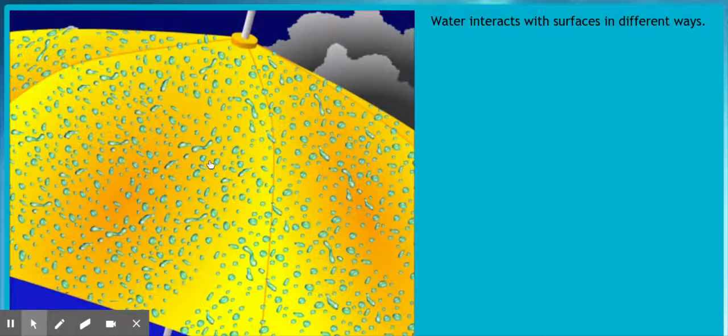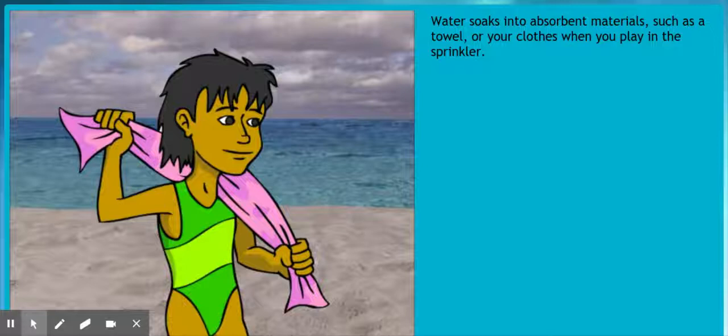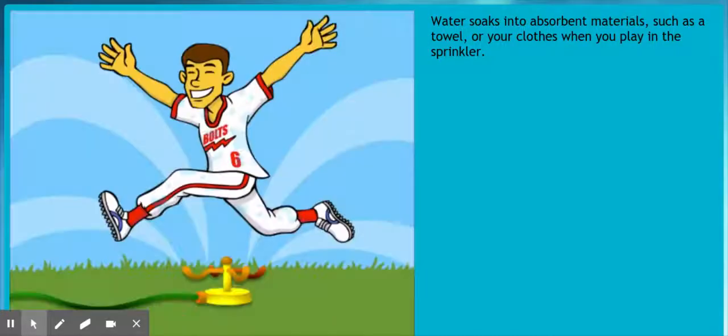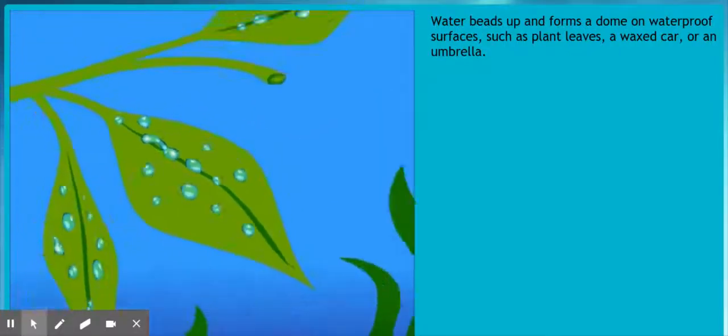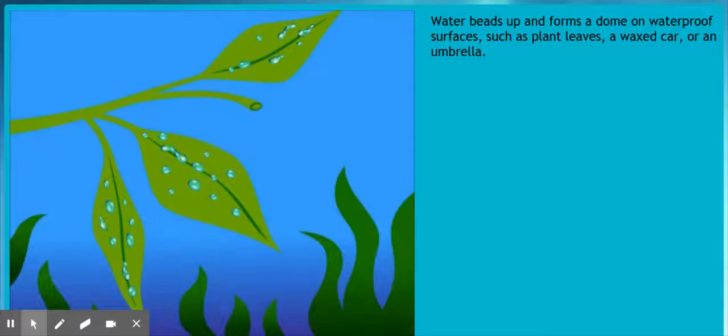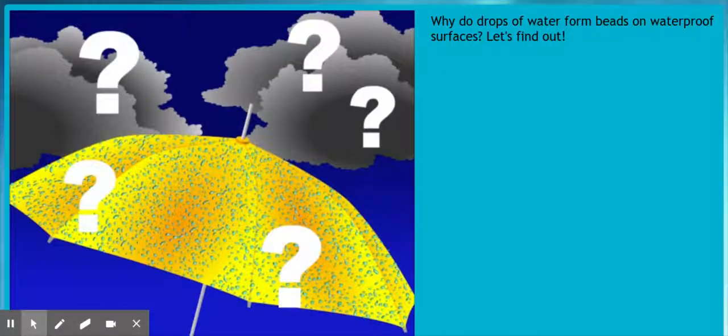Water interacts with surfaces in different ways. Water soaks into absorbent materials such as a towel or your clothes when you play in the sprinkler. Water beads up and forms a dome on waterproof surfaces such as plant leaves, a waxed car, or an umbrella. Why do drops of water form beads on waterproof surfaces?